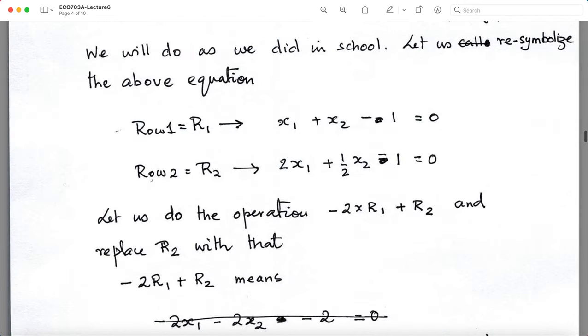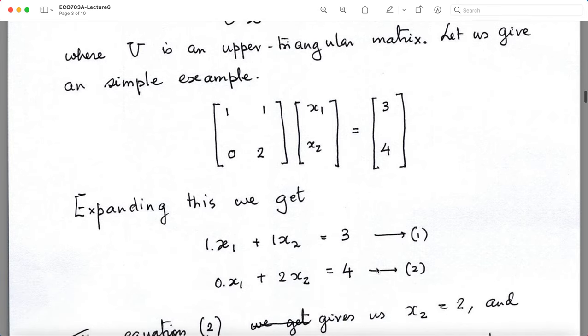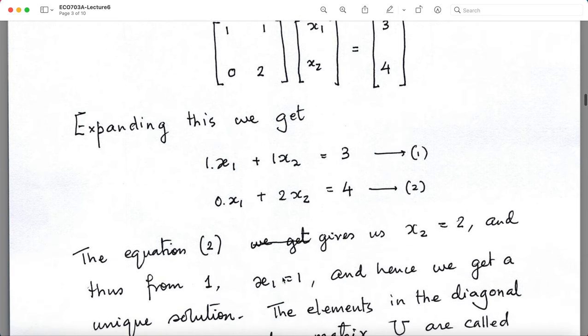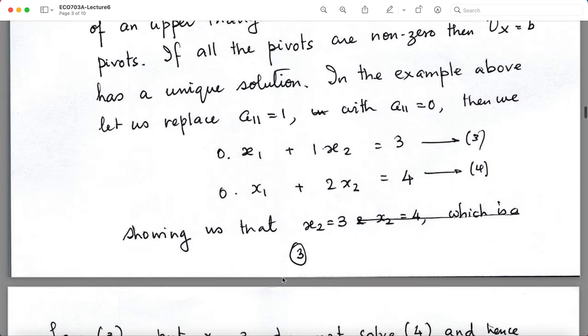Because in an upper triangular matrix, what is happening is very simple. What we are doing is a process of back substitution. So if there are two variables, first we find x2 and then we go to x1. If there are three variables, I find x3, go to x2, then go to x1. It's called the back substitution method.